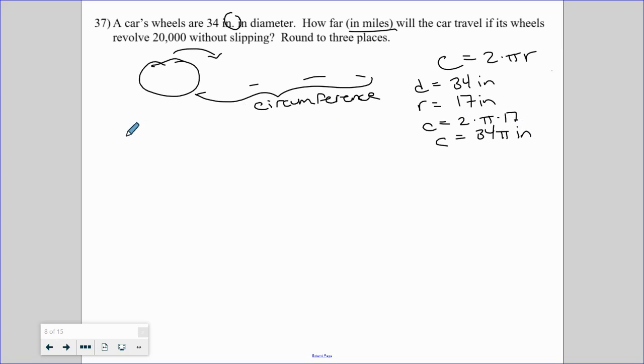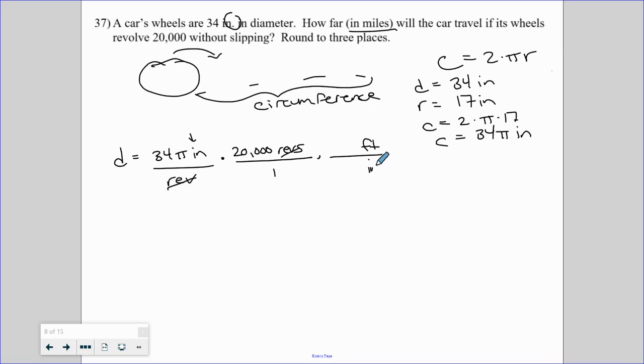All right, so my travel distance, the distance that I'm looking for, is equal to 34 pi inches per each revolution. We are now going times 20,000 revolutions. I'm just going to put that over 1. And now the revolutions cancel. So you can see here, I now have inches. Let's go to feet. If I want feet, I need feet on top and inches on the bottom so that my inches can cancel. Well, there are 12 inches in 1 foot. Now my units are in feet.